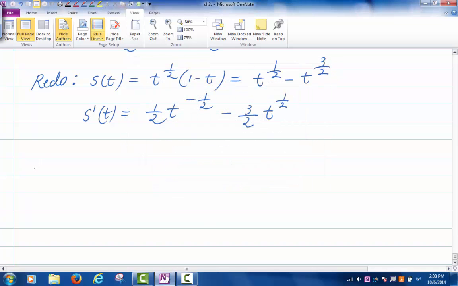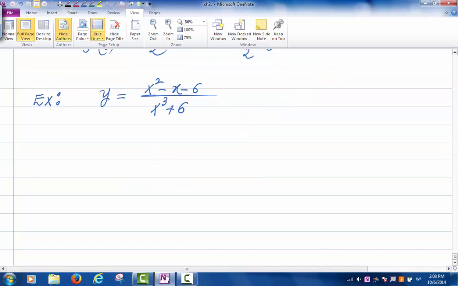Here's another example. Let's say I have the function y, and that's x squared minus x minus 6 over x cubed plus 6. Okay, so how would we find the derivative of this guy? With this function, I have to apply the quotient rule. Okay, so how would I find the derivative? Anyone wants to sing the formula?